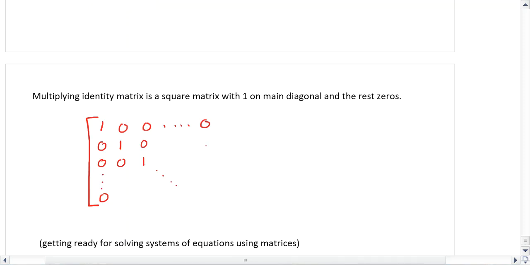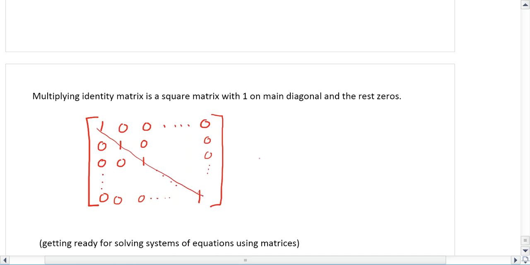A multiplying identity matrix has ones along this main diagonal. The main diagonal is the row that starts in the top left and goes down to the bottom right. All of these would be ones. Everything else in the entire matrix is zeros. These dots are intended to show you "and so on." All these entries are zeros. Only this main diagonal running right along here are ones.